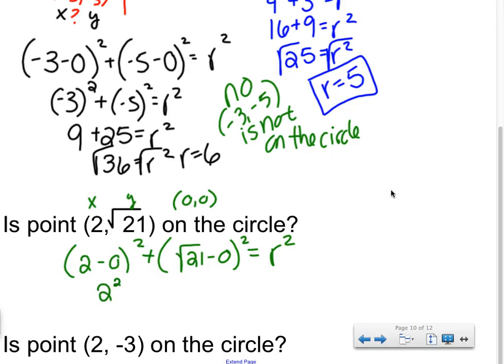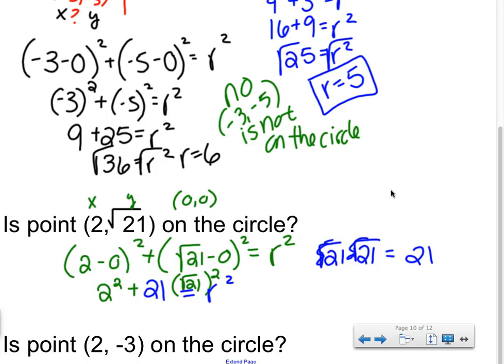So I've got 2 squared plus, now if you take the square root of 21 and you square it, let me show you what happens. Square root of 21 times the square root of 21 is just a 21. These two square roots cancel each other out when you multiply them, and you will get a 21. Equals r squared. So 2 squared is 4, plus 21 equals r squared. And guess what? I get 25 equals r squared. So when I take the square root, r would be a 5.